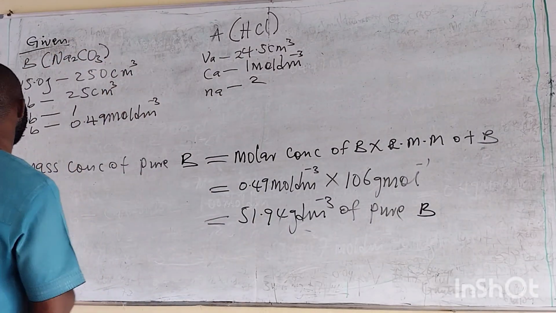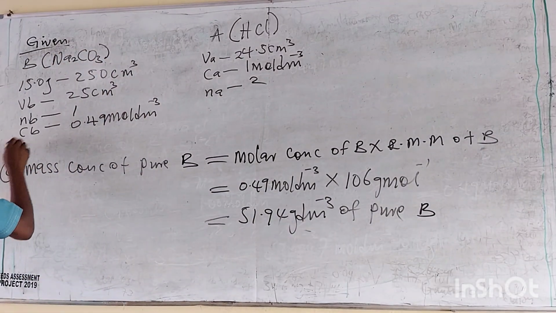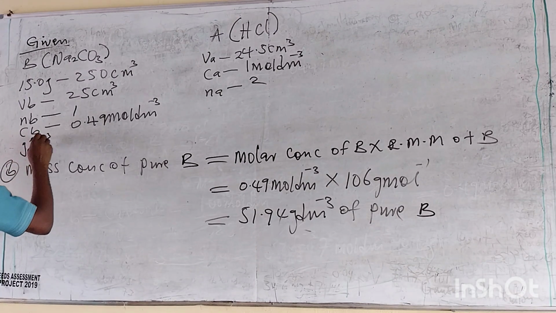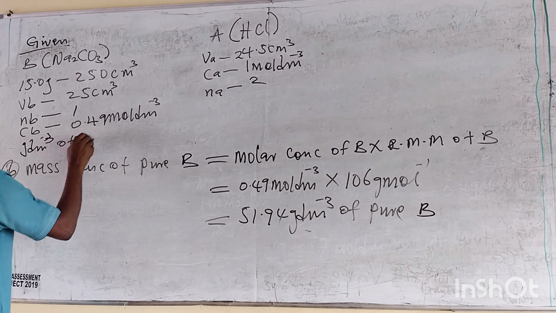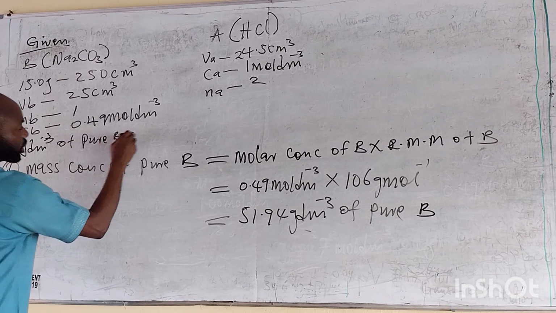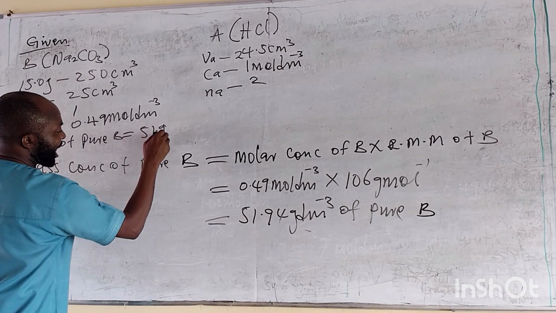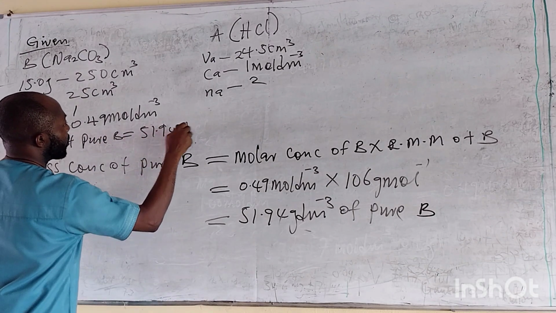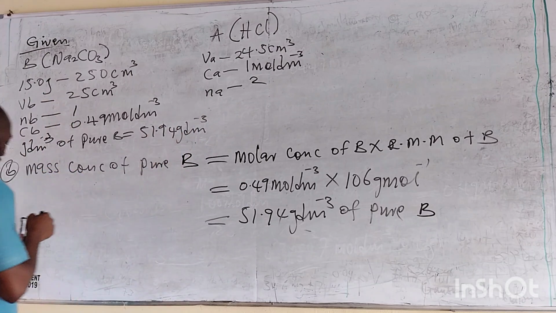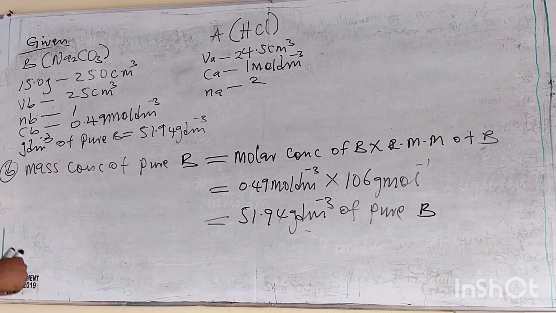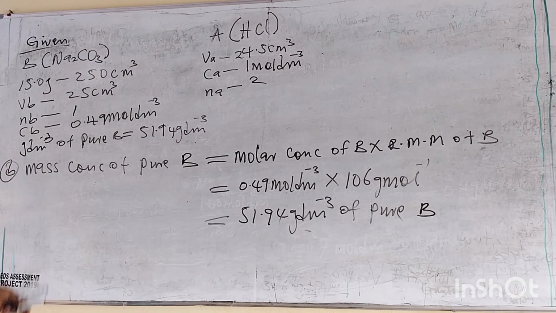Now, if we've gotten pure g/dm³ of pure B equal to 51.94, what about that of mass concentration of the impure? Let's find out. So this is B, let me call that C, mass concentration of the impure.